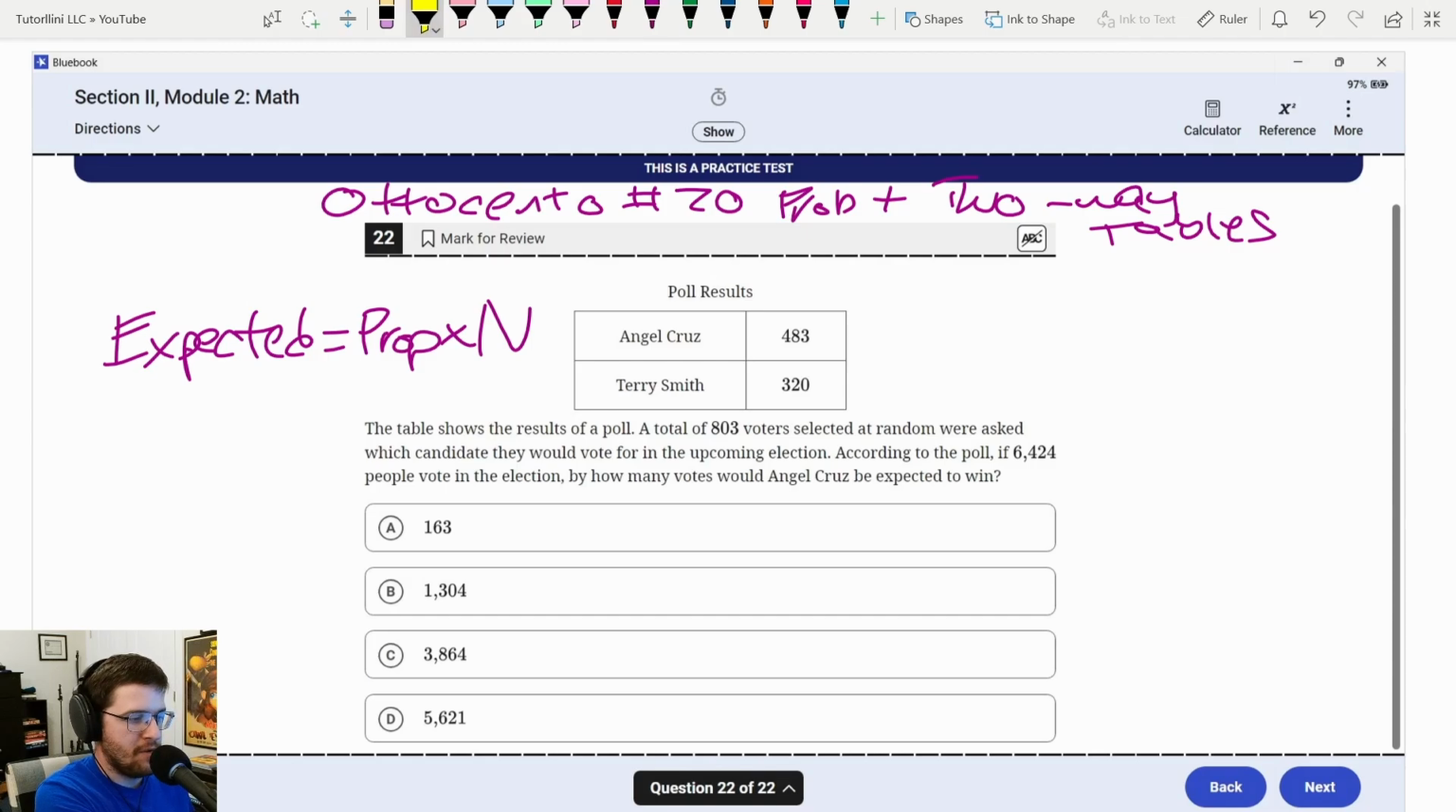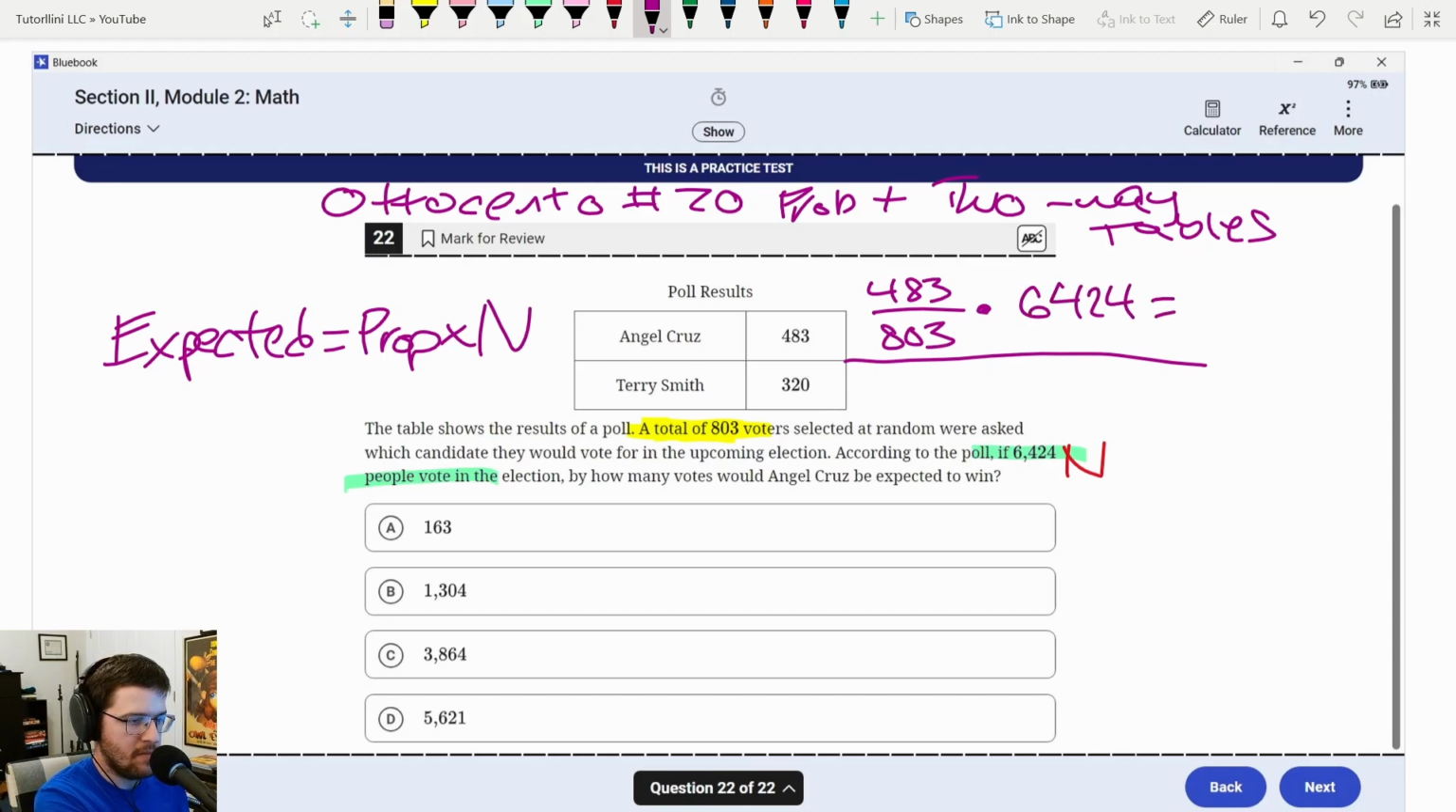So there's a total of 803 voters. And the population size, this is your capital N, is 6424. So I'm going to do the proportion for Angel Cruz. So that is 483 over a total of 803. I'm going to multiply it by the population, 6424. And I can just do that on a calculator. So 483 times 6424. I'm getting 3864 expected votes for her.